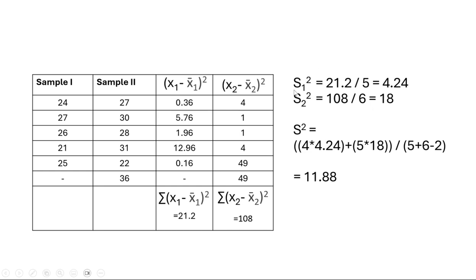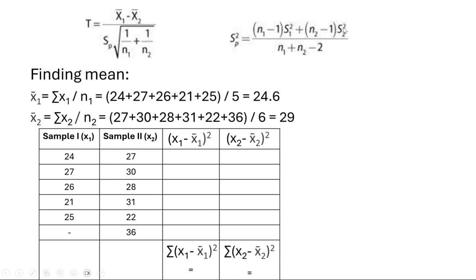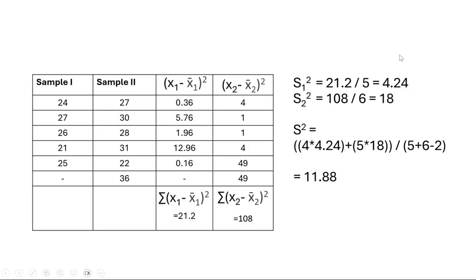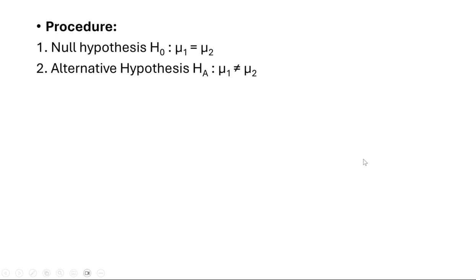So after finding s1 square and s2 square, just substitute the values in sp square. So in this formula to calculate the s square, that is the variance of total population, the value of the variance of total population is 11.88. After calculating the variance, we have to do the hypothesis testing.